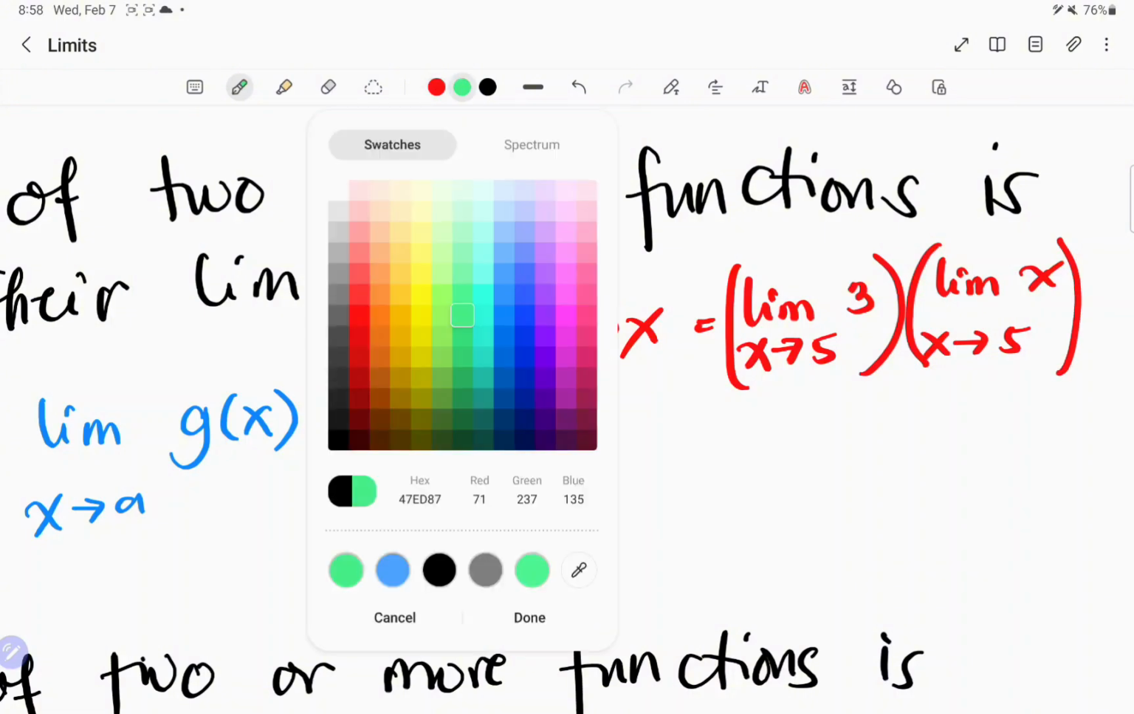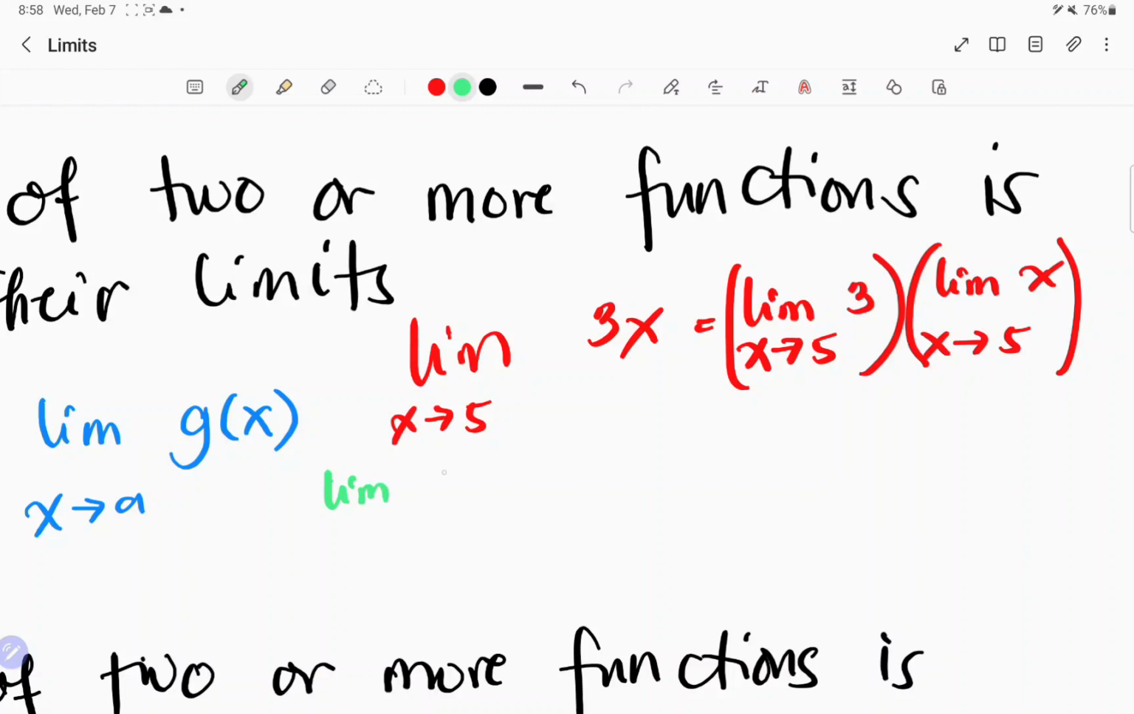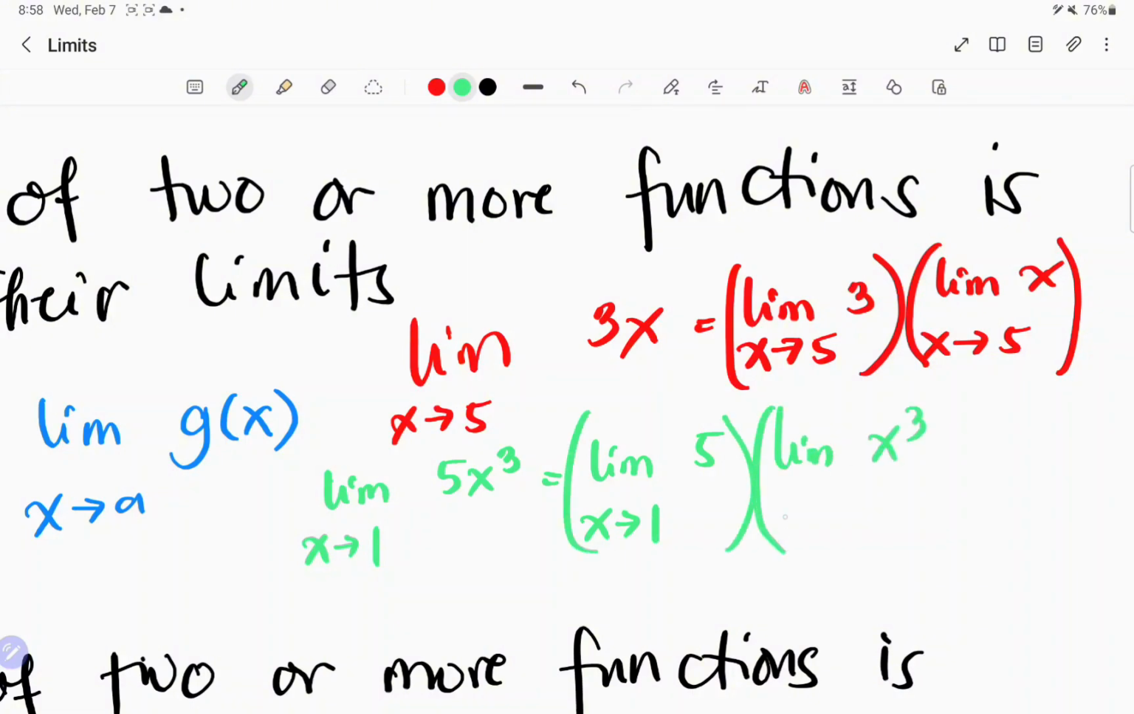Another example, let's say for example, 5x raised to 3 as x approaches 1, we could rewrite this as the limit of 5 as x approaches 1 times the limit of x cubed as x approaches 1.